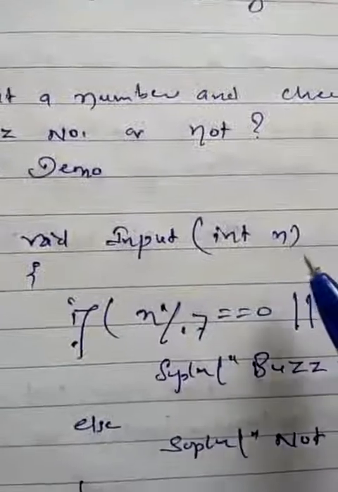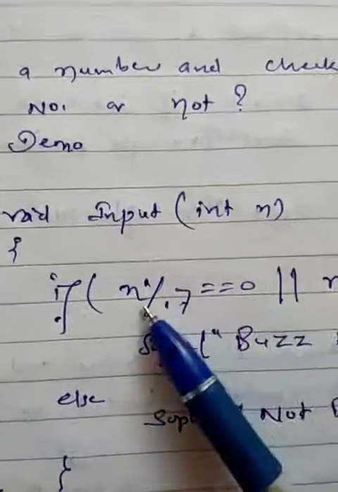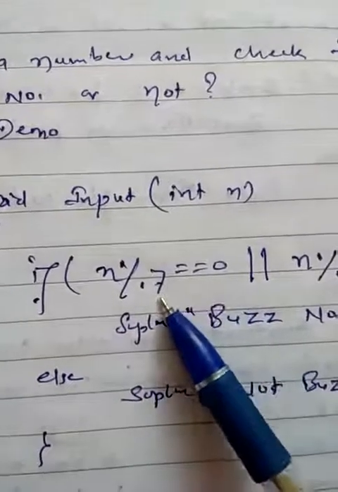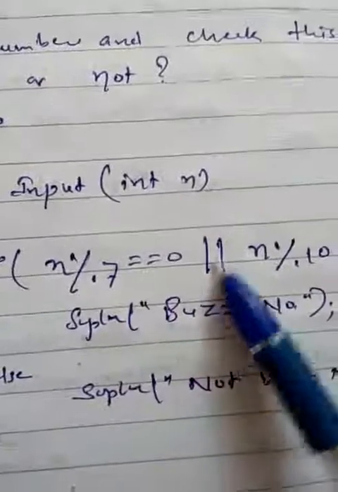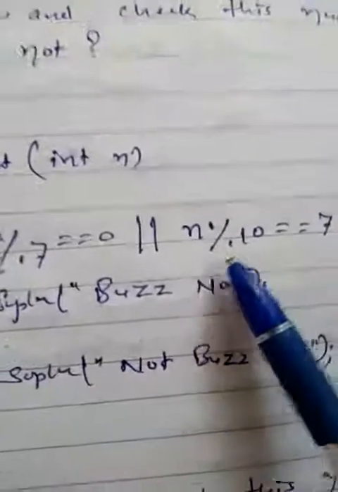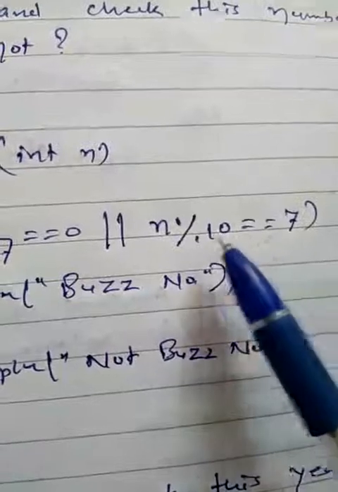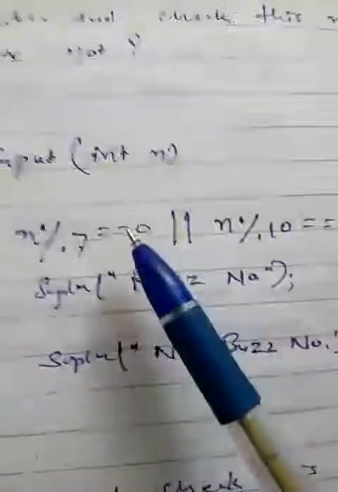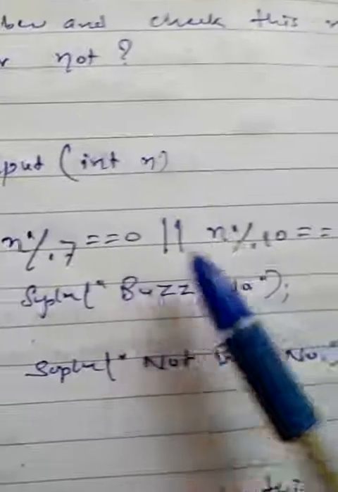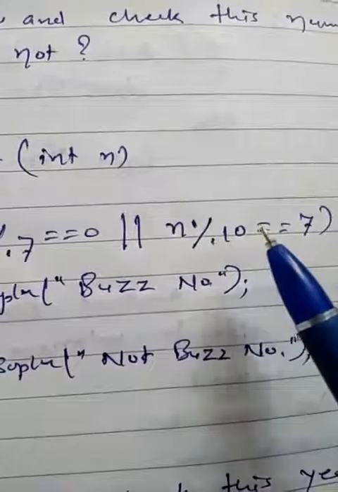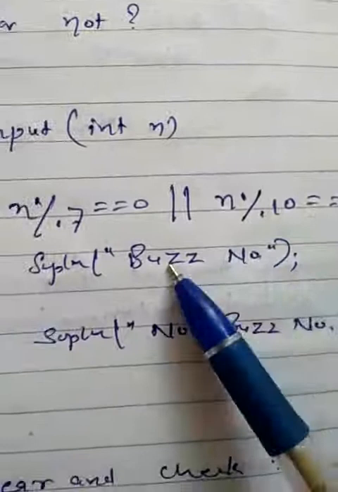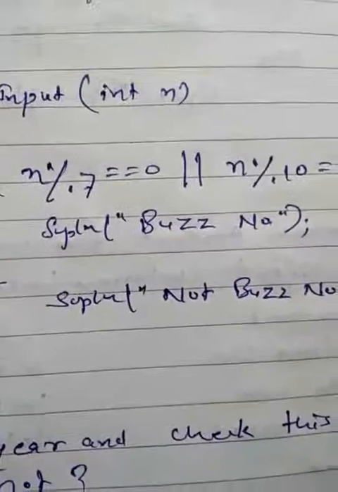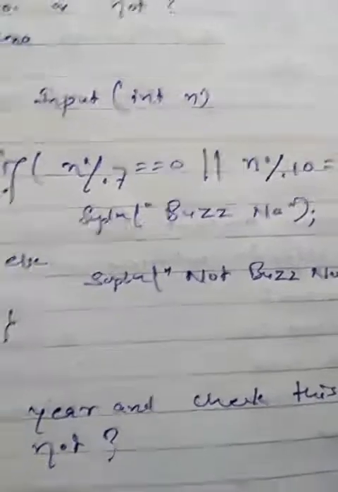We input one number again and there is the condition: if n mod 7 equals 0, this is the first condition, or, this is the symbol of or, n mod 10 is equal to 7. Here only the last digit will come from the number. So if the number is divisible by 7 or the last digit of the number is 7, then we will print number is a buzz number, otherwise number is not a buzz number.